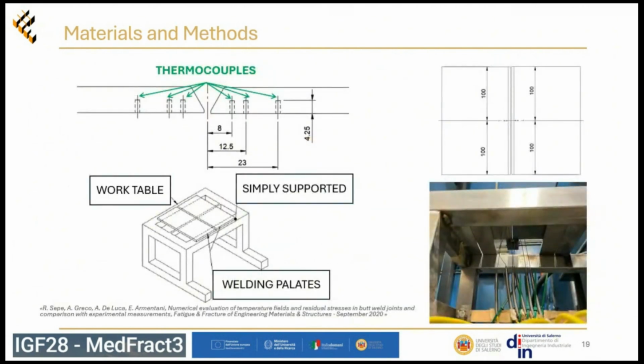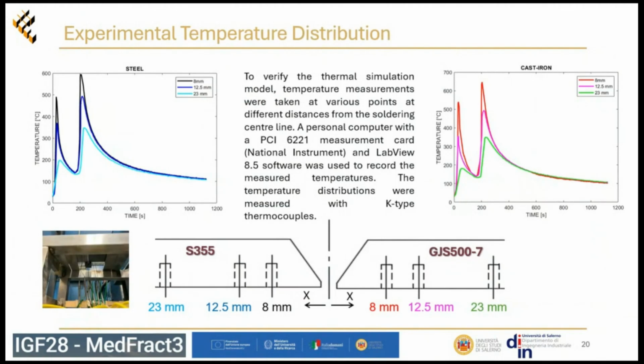During the welding process, we acquired the temperature using 6 thermocouples, 3 for each plate, at different distances from the center of the welding bead. In this slide, we can see 6 curves, 1 for each thermocouple, of the temperature over time. Each curve has 2 peaks corresponding to when the torch is near the thermocouple during welding.